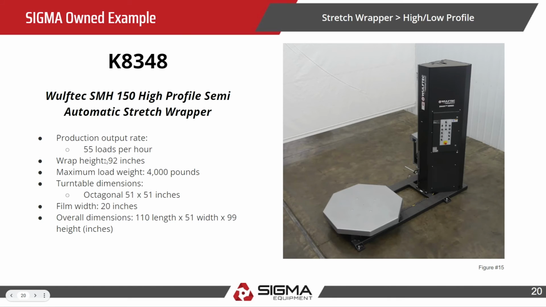A Sigma-owned example for a high profile is K8348. The production output is 55 loads per hour. The wrap height is 92 inches. The maximum load weight is 4,000 pounds, which I found out is pretty standard for most of your stretch wrappers.